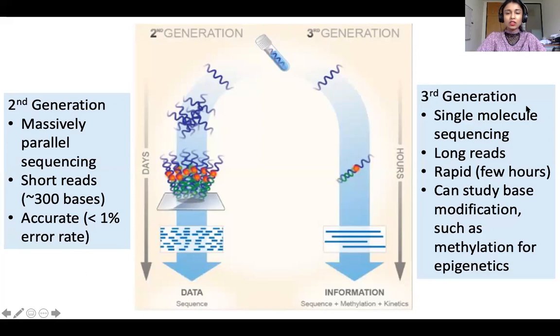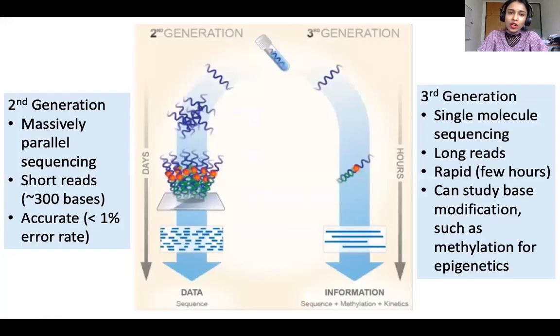With third generation, it's also known as single molecule sequencing, right? And you have really long reads, and it's very rapid. Compared to Illumina, you can do this in a few hours. You can leave it overnight. Let's say you prepare your library, you leave it in the evening around 5 or 6. You can come back the next morning and you have 1 or 2 bacterial genomes sequenced, okay? And with third generation, you can actually study base modification such as methylation as well for epigenetic studies.